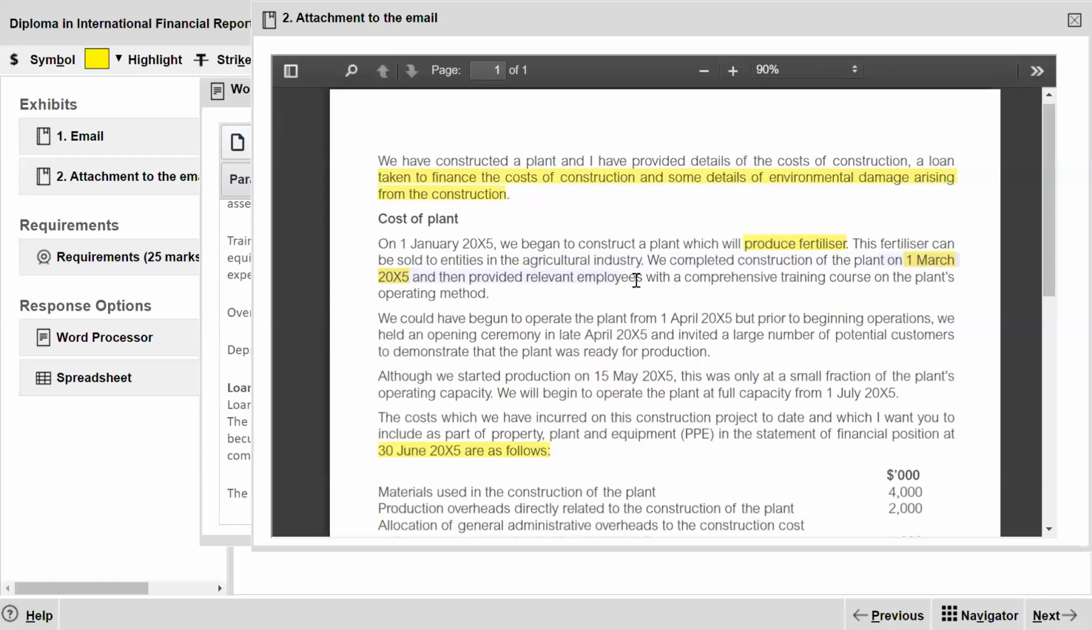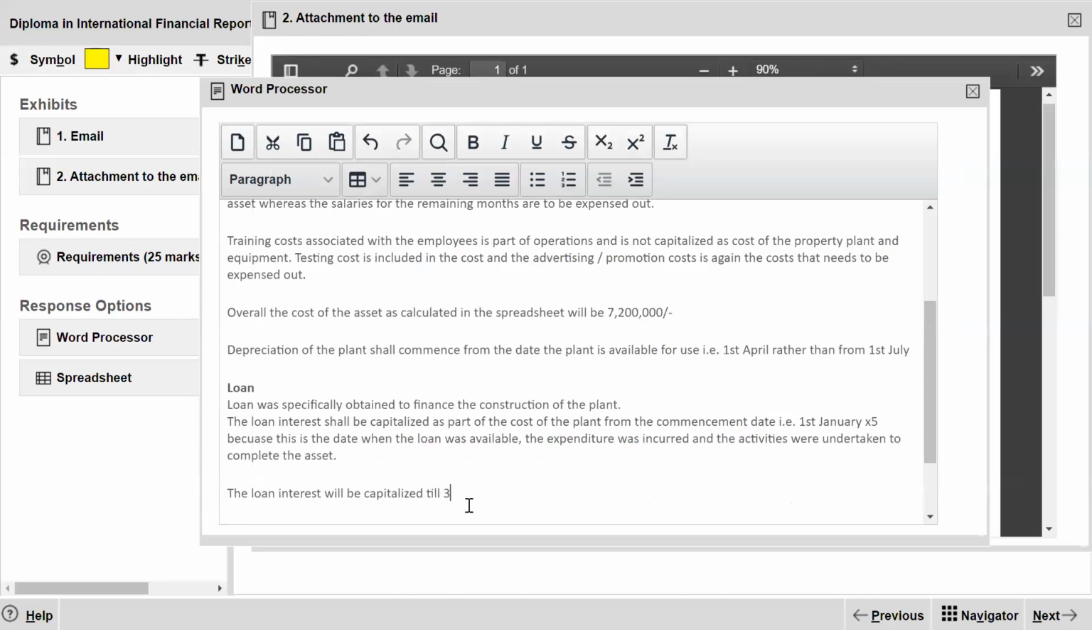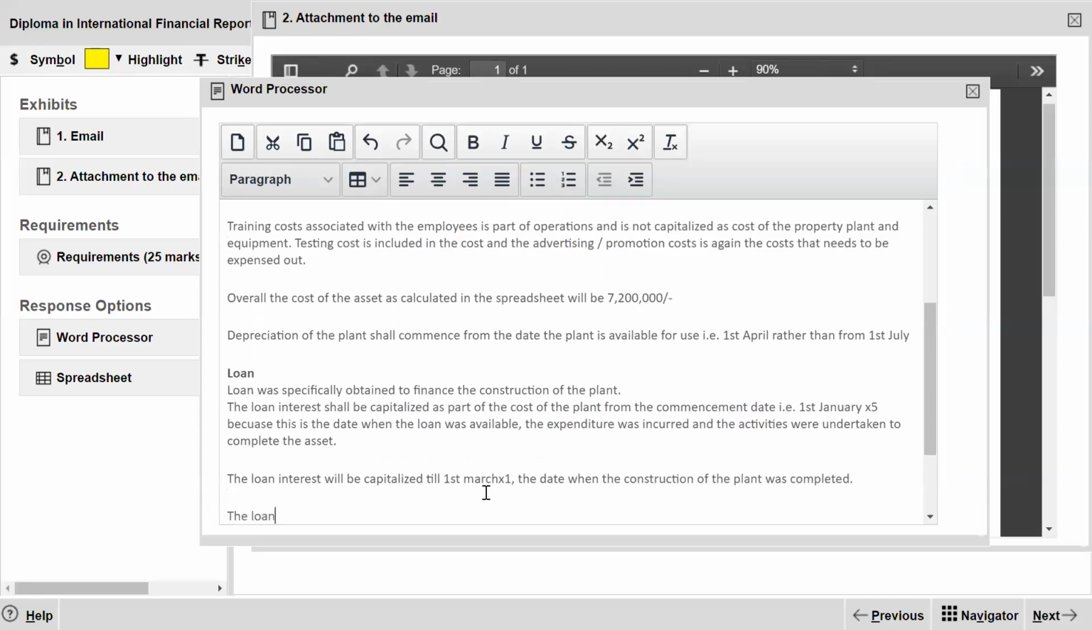Completed the construction and then provided relevant employees with comprehensive training on the plant operating method. We could have begun to operate, but... Okay, so see what happens is that till 1st March X1, the date when the construction of the plant was completed. The loan interest for the remaining period shall be recognized as expense.